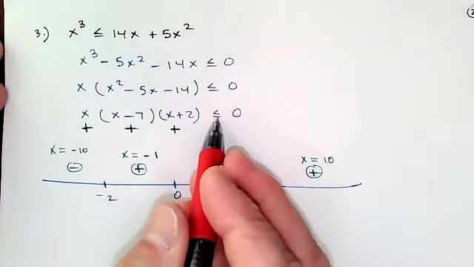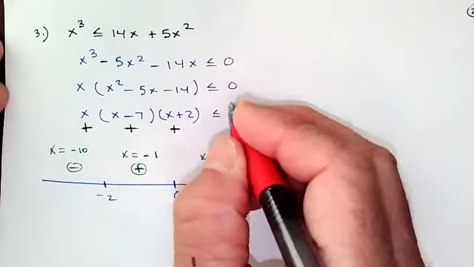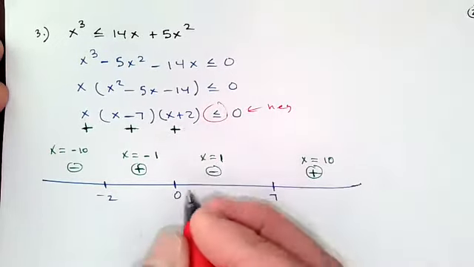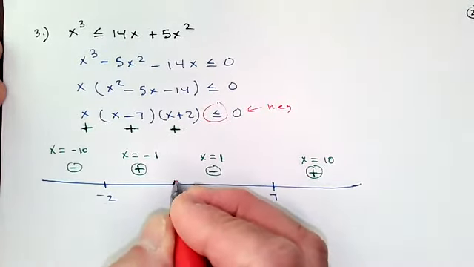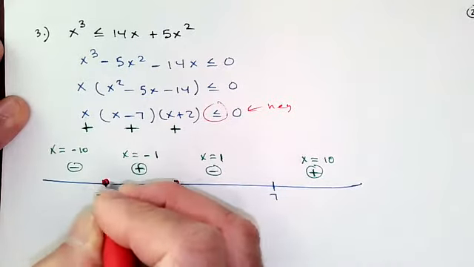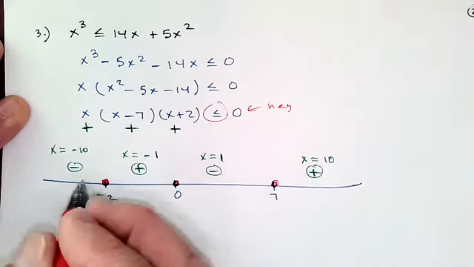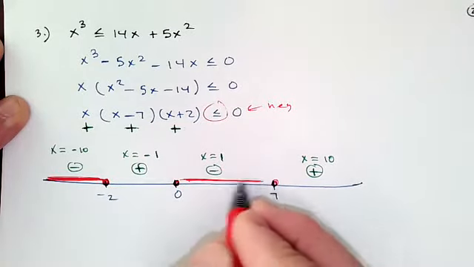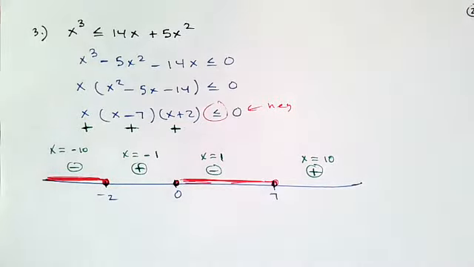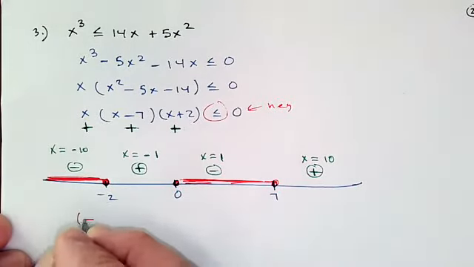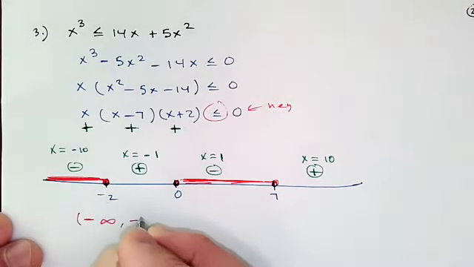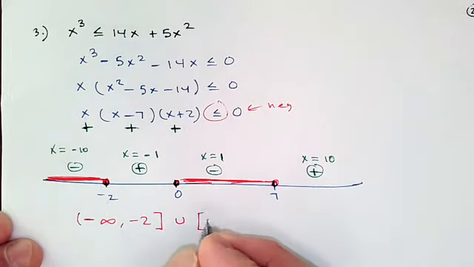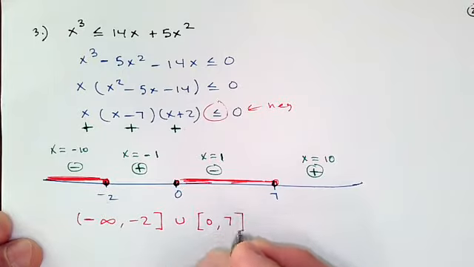Then we want to look and see, okay, this time, since it's less than or equal to 0, we want the negatives, and we want to include the numbers themselves. So these will be closed circles, and we want the negatives. So we have this range of numbers and all of these numbers. Interval notation from -infinity to -2 bracket, or bracket 0 to 7.